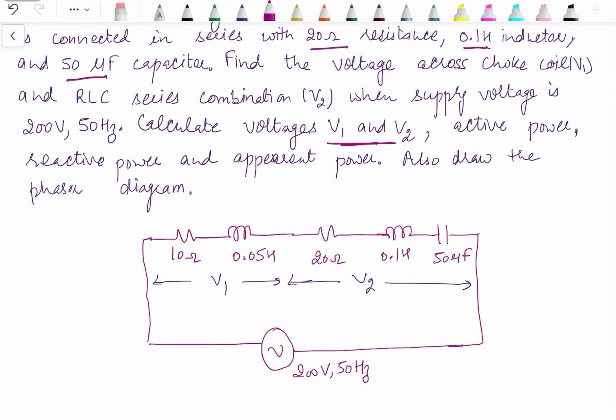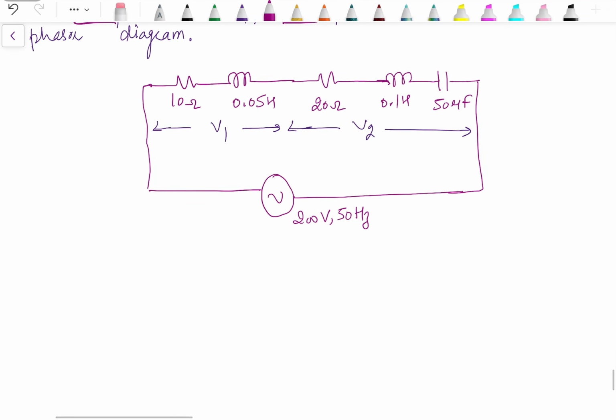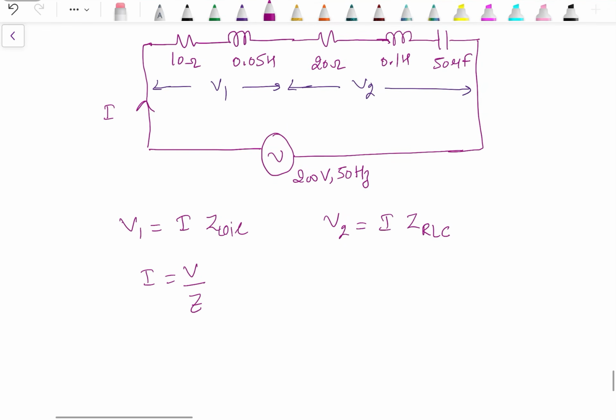So we have to calculate V1, V2, active power, reactive power, apparent power, and also draw the phasor diagram. In order to calculate V1 and V2, if I is the current through the series combination, V1 will be equal to I into Z coil, and V2 will be equal to I into Z of the RLC series circuit. For that, we need the value of I, which is V upon Z. So let's calculate Z first.